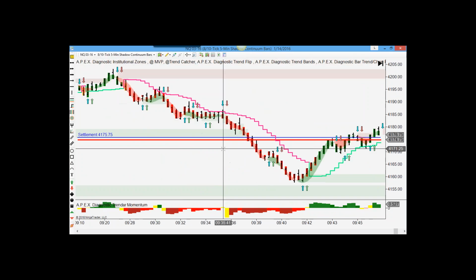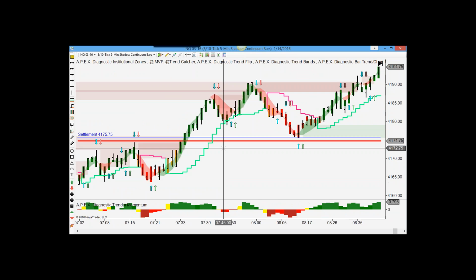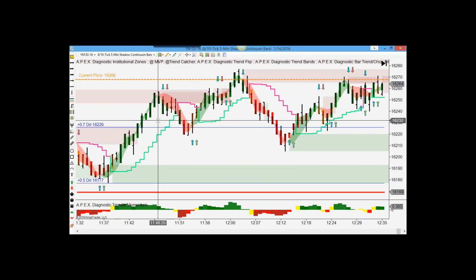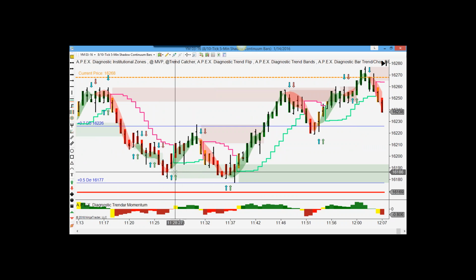Let me see if I can find an example here. Those were all pretty good setups. Those all took off right away there. Let me look at YM real quick here today. Okay, here we go. See this right here? We're coming up green eye zone, right? Right here we've got a setup. So everything's green. Trend flip, trend bands, trend R is green, green arrow.